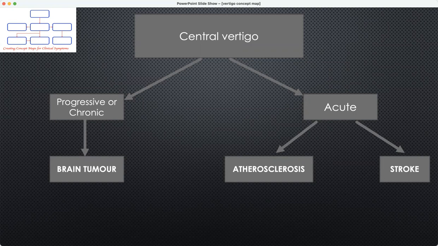Central vertigo, but transient, might be transient ischemic attack. A constant but acute onset, consider posterior stroke, cerebellar bleed, or vestibular migraine. If it is progressive and chronic, think of a brain tumor or multiple sclerosis.